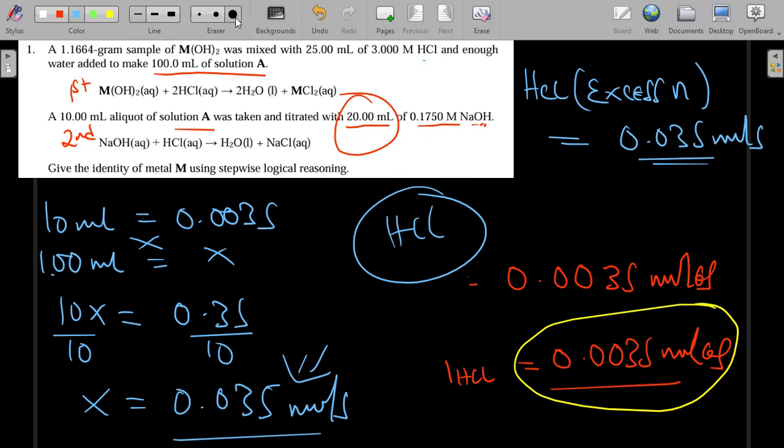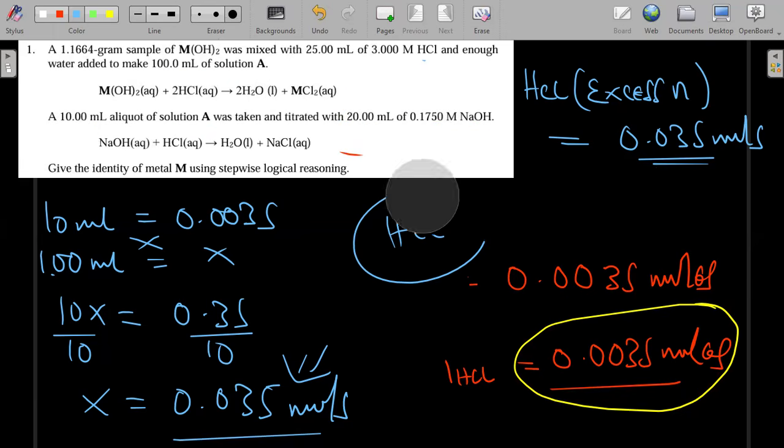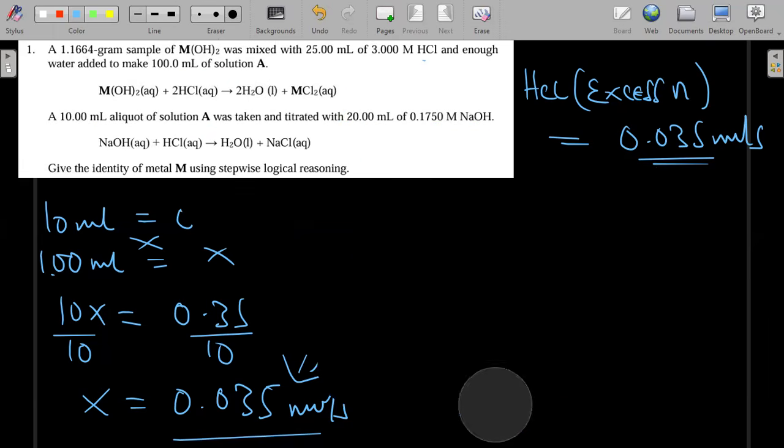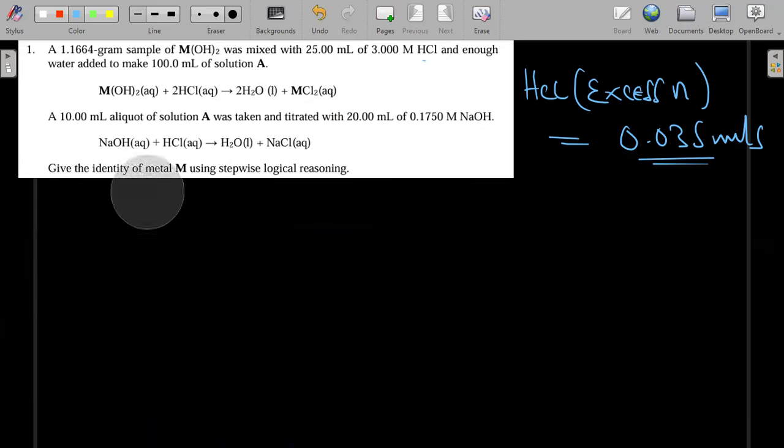And then from there, we need to find the moles that reacted in the first reaction. So how are we going to find that? It's simple. First of all, you find the initial moles of hydrochloric acid using this information here. Once you have the initial moles of the hydrochloric acid, the moles of hydrochloric acid that reacted here will just be the initial moles minus the moles that reacted in the second reaction.